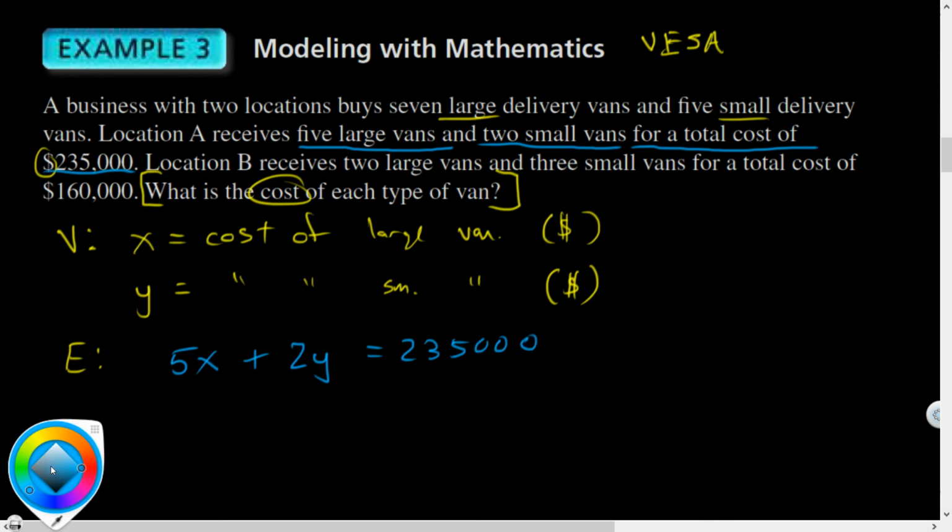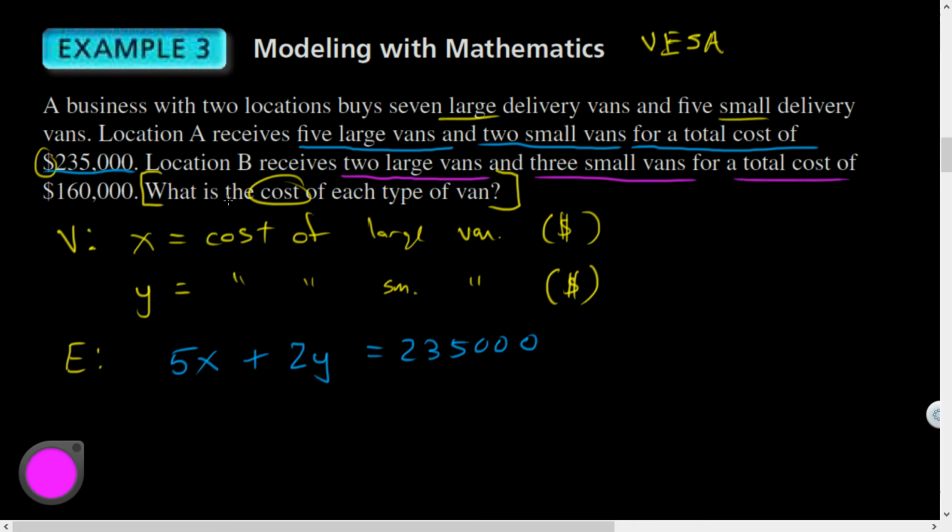All right, let's write another equation. What's their second fact? Location B receives 2 large vans and 3 small vans. Someone tell me what this equation is. Wait, what's the equation in x's and y's and numbers? 2x plus 3y. Yeah, 160,000 there. Bam.